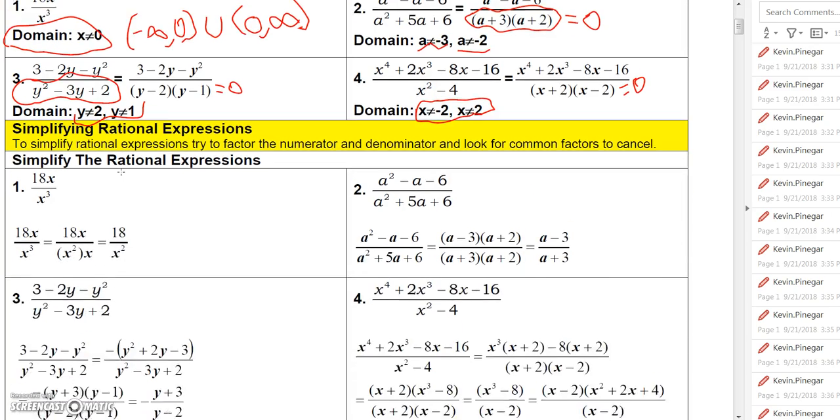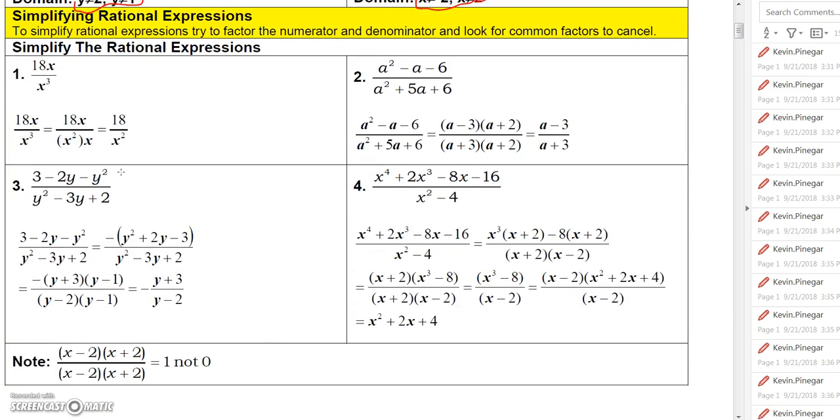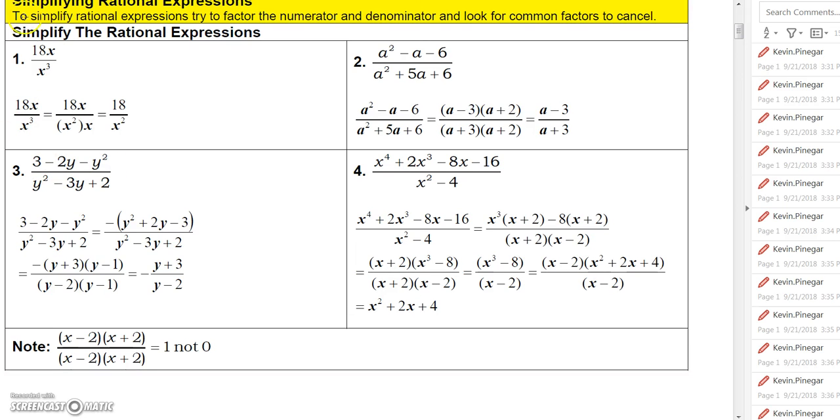Now the next thing I want to do is show you how to simplify a rational expression. So here I have 18x over x cubed. You might be able to do this in your head, but let me show you how I did this.